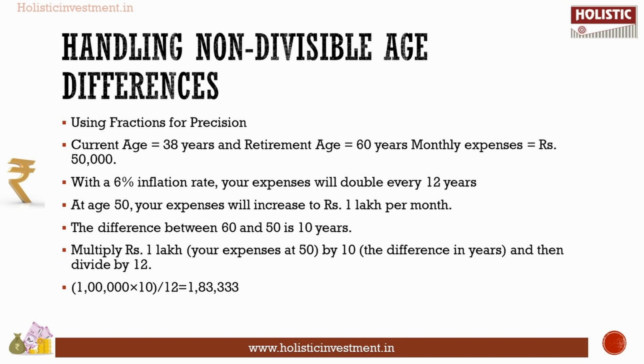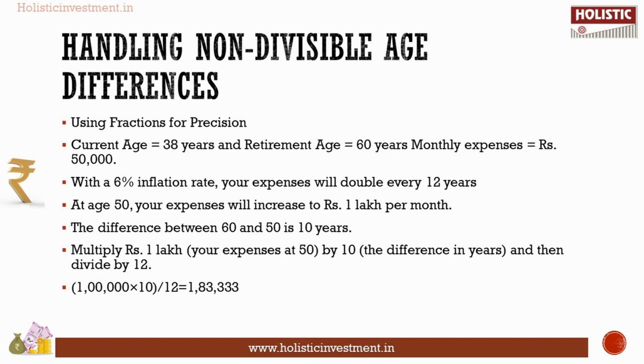For example, let's say you are currently 38 years old and your monthly expenses are rupees 50,000. With a 6% inflation rate, your expenses will double every 12 years. So by the time you reach 50, your expenses will increase to rupees 1 lakh per month.